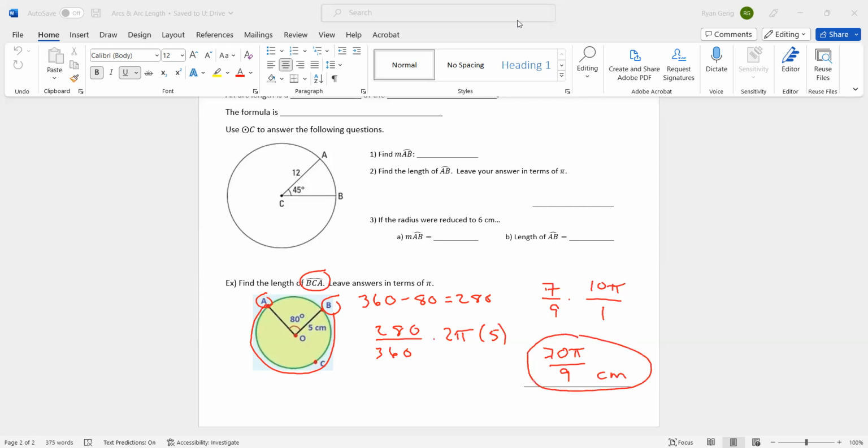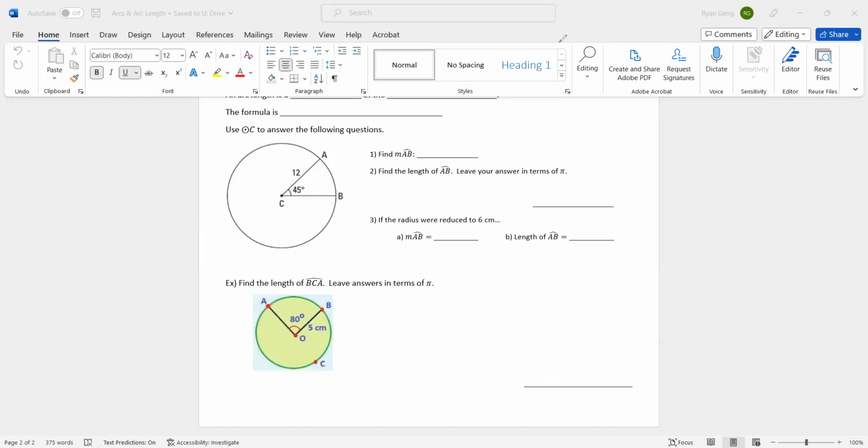Get used to ugly answers like that because you're going to see them. All right, that's the end of this unit. We're going to move into area with the next lesson.